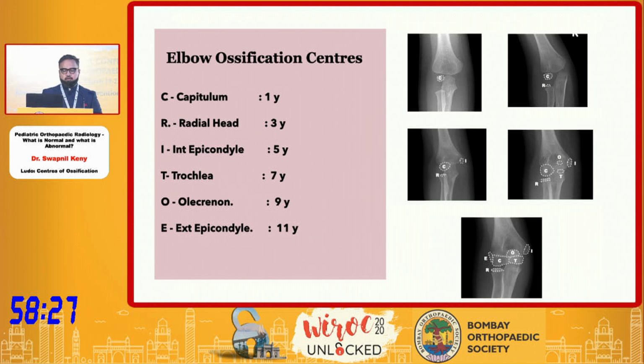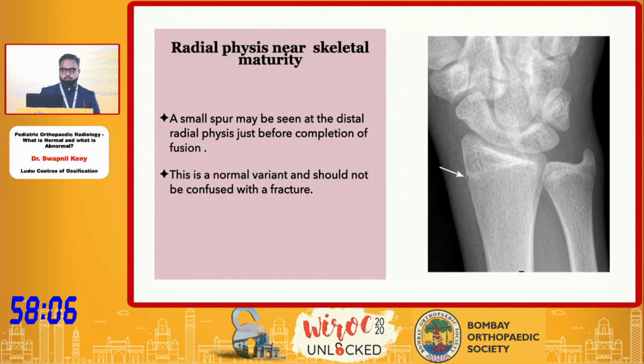The elbow ossification centers we all know of. The capitulum comes at about 1 year, radial head about 3 years, medial epicondyle about 5 years, trochlea 7 years, olecranon 9 years, and the lateral epicondyle by about 11 years. And this mnemonic called CRE-TO is something we need to remember, and not mistake it for an injury.